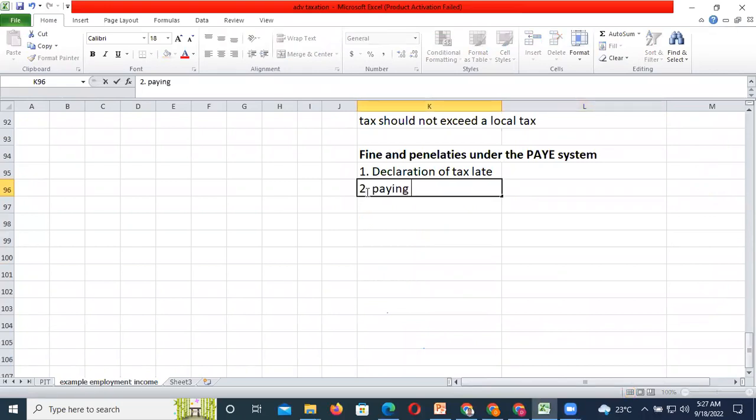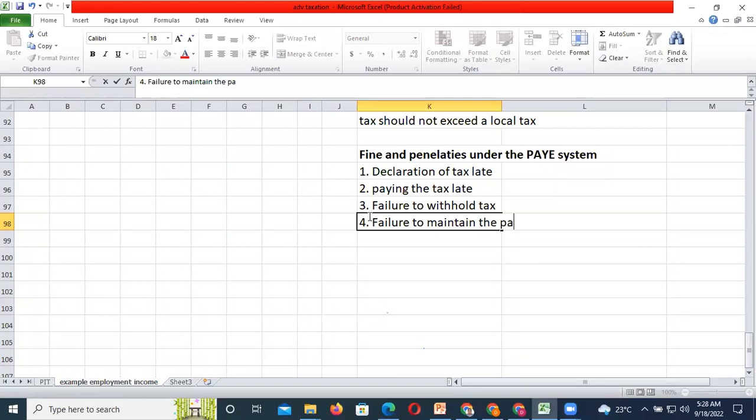Paying the tax rate. Failure to withhold the tax. Failure to maintain the payroll. So these are some of the penalties which are under the pay system.